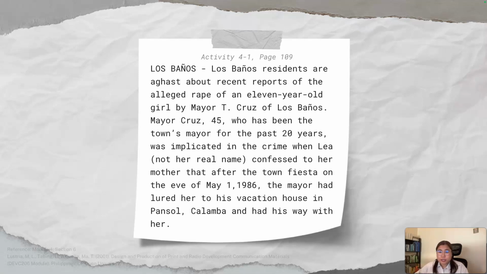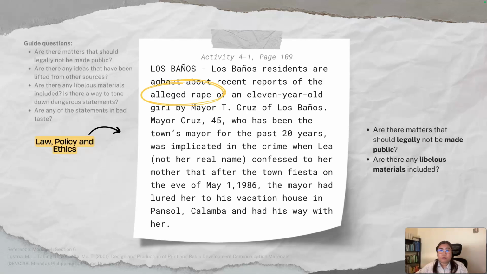Through the various aspects we listed a while ago, we will be pointing out any corrections that should be applied to this copy material, starting with the words alleged rape, relating it to law, policy, and ethics. The word alleged means not proven and can only be considered as hearsay. This information may legally not be made public, and these specific words may also affect the author, who can be sued for libel. Therefore, this part of the copy should be endorsed back to the author to be rewritten or rephrased.